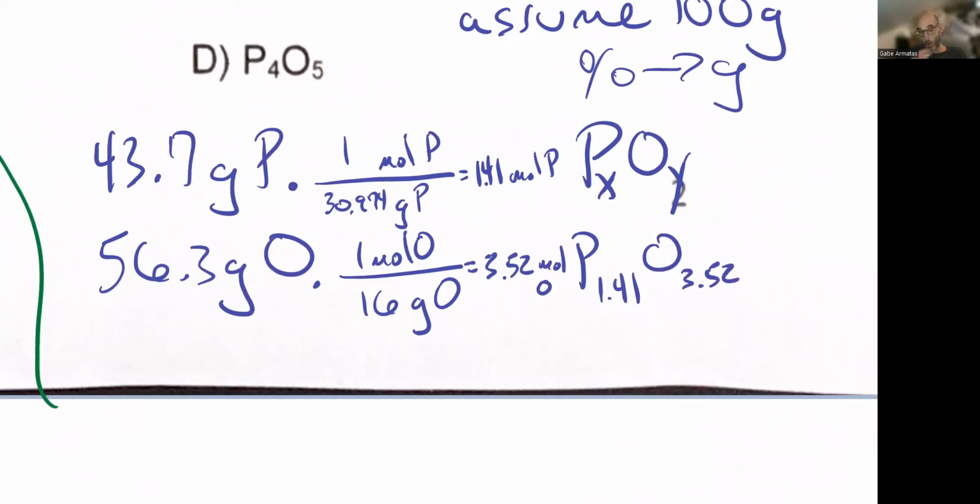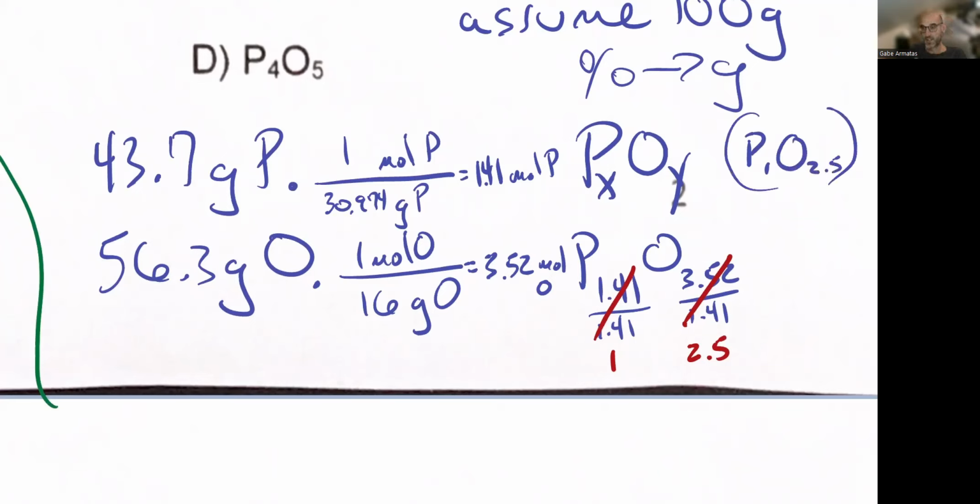We want whole numbers here, so I'm going to divide by the smallest number I have, 1.41. So that means this turns into 1, and 3.52 divided by 1.41 gives me 2.49, or 2.5. Okay, so we still don't have a whole number, which is annoying, but we have a simple solution for this. I know that I have 1 phosphorus and my oxygen of 2.5.